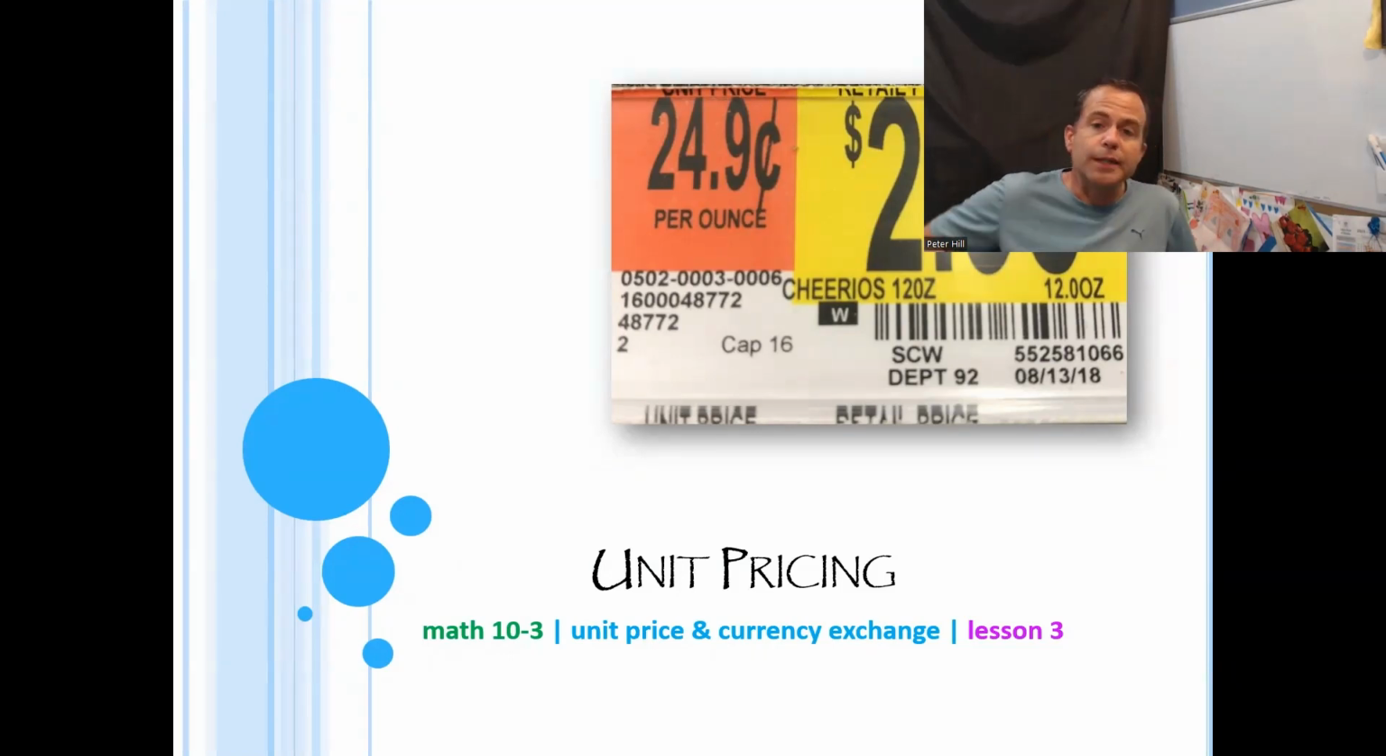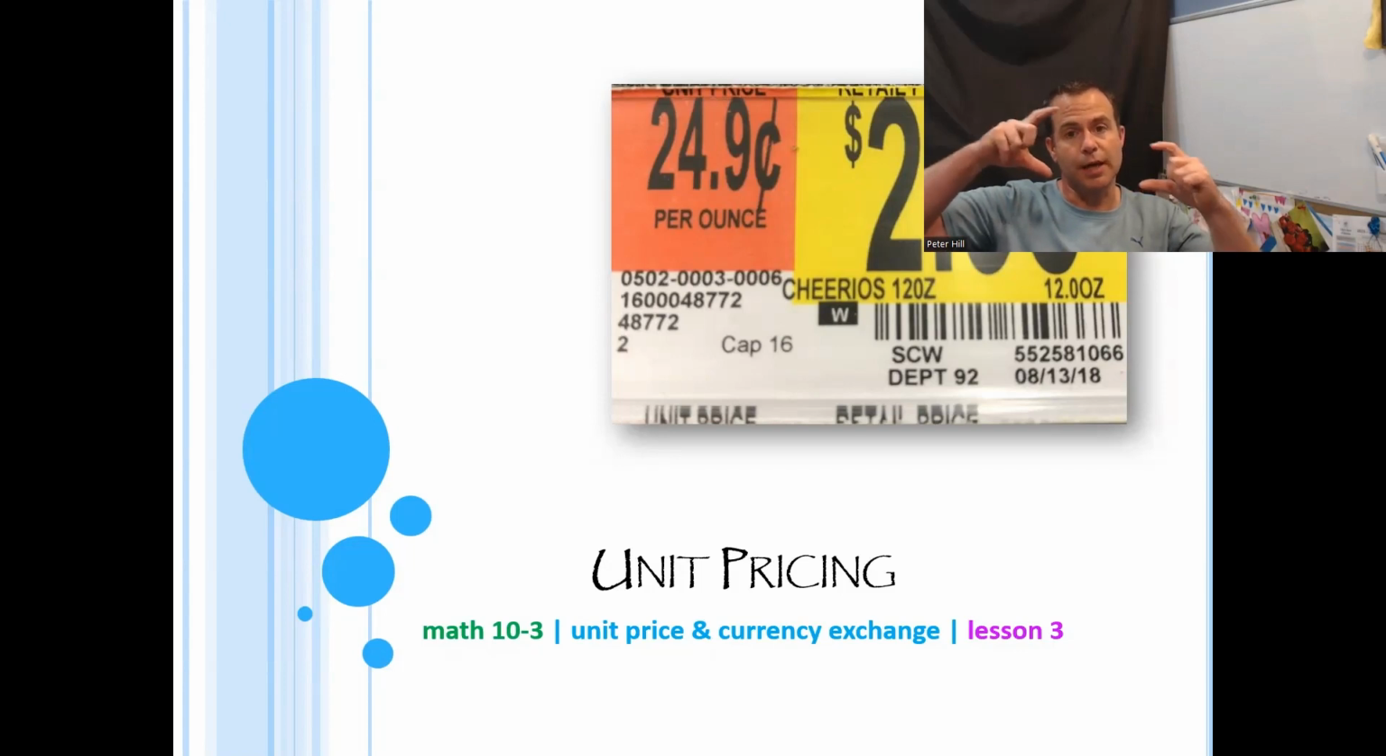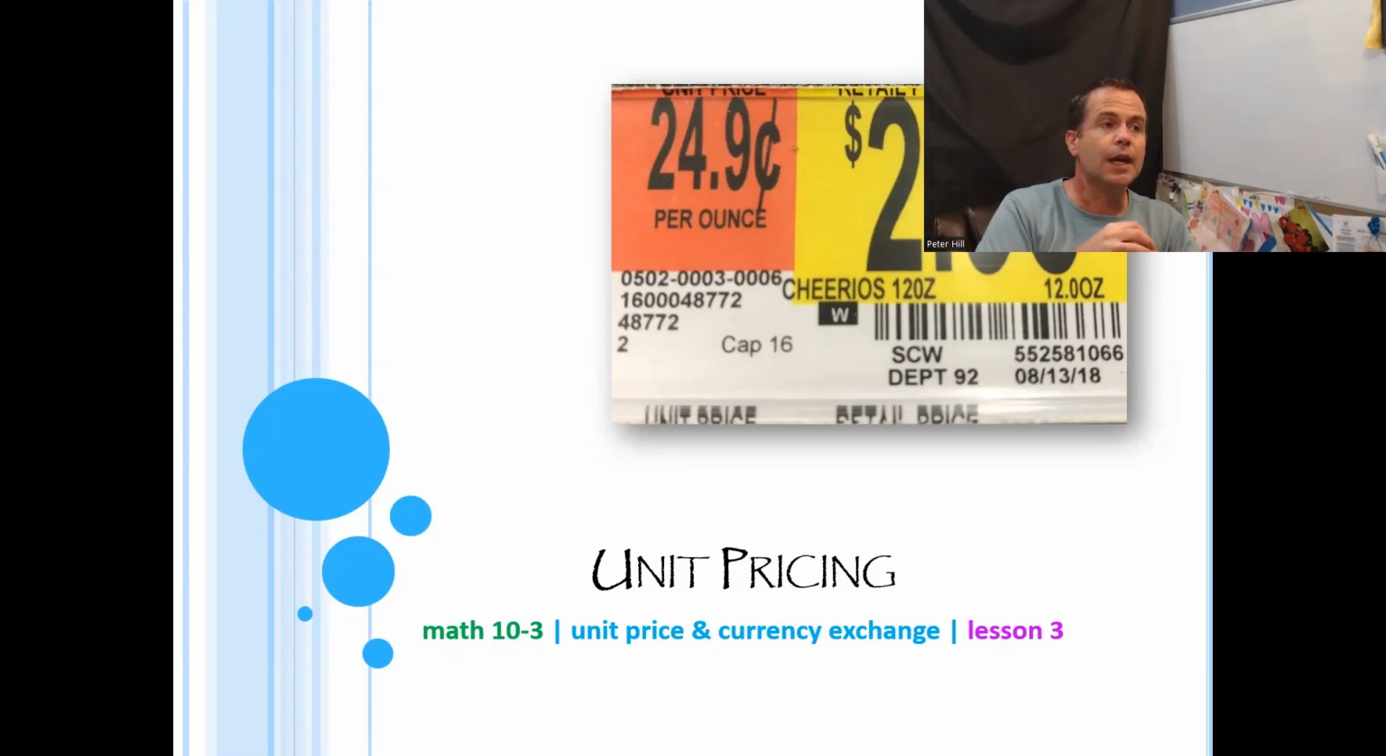So the unit price tells you essentially how much one thing costs. So when you go to a grocery store, you think about the fact that you can get a jar of peanut butter that's this big for $2, or you can get a jar of peanut butter that's this big for $3, and you're trying to figure out, okay, which one is actually the better deal. Okay. And to do that, you compare the unit price.